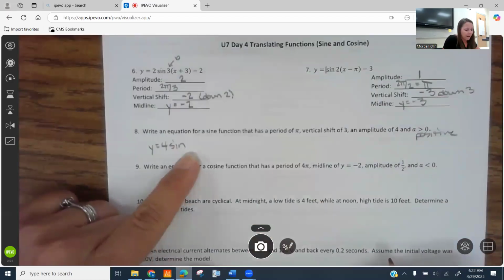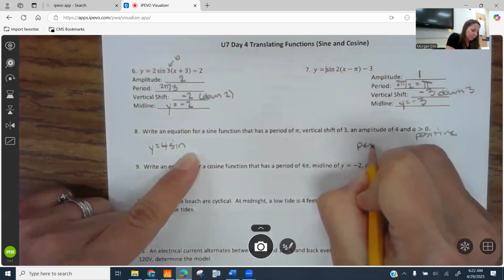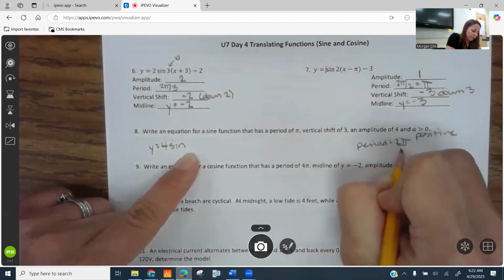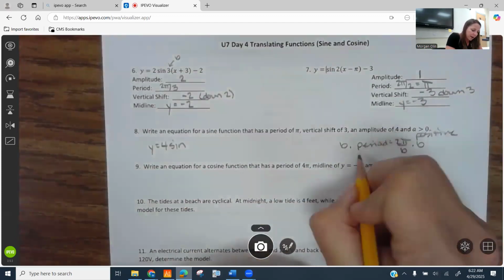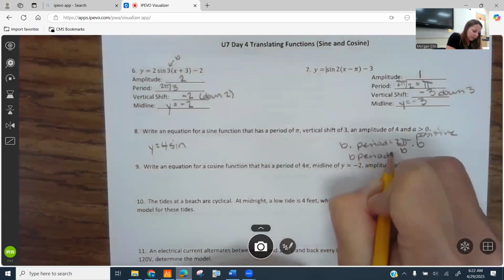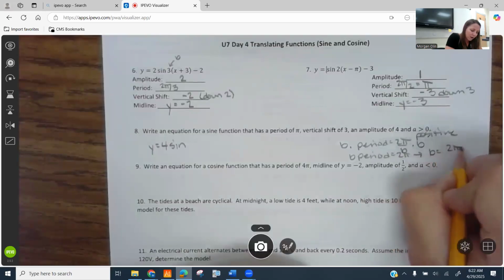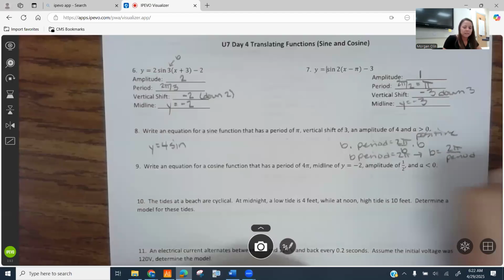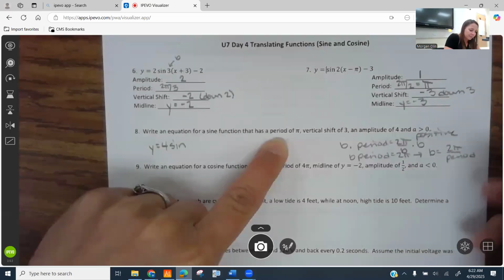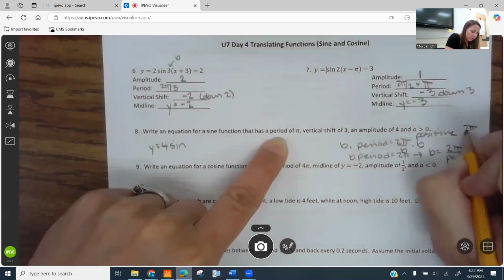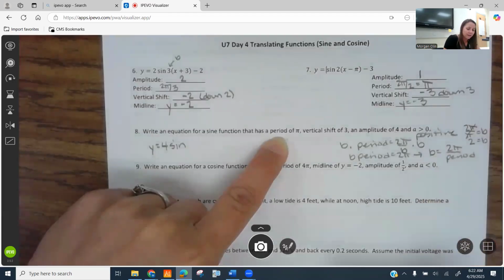Now our B value is always going to come from the period. That's going to be your hardest. Remember, period equals 2 pi over B. Some of you may realize, if I multiply by B, so B times the period equals 2 pi, and then I divide by the period, B equals 2 pi over the period. Really, if I just use this formula right here, I can keep getting the B. So here, if my period is pi, if I do 2 pi over pi, that's my B value. So B equals 2, because the pi's are going to cancel out.